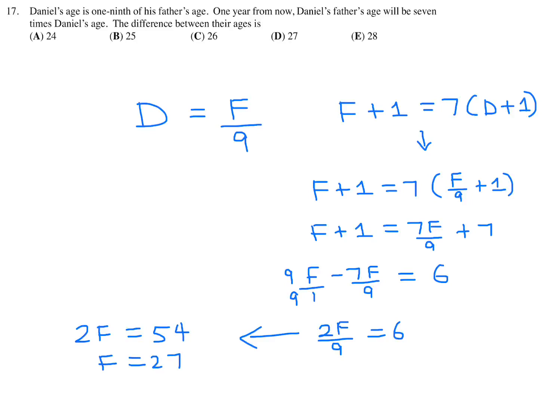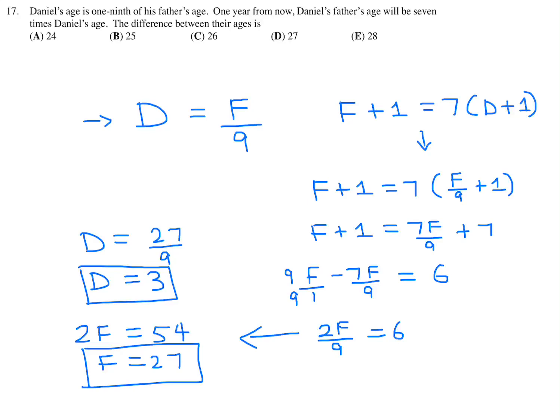And we can substitute f equals 27 back into there, and we get d is equal to 27 over 9, so therefore d is equal to 3. So Daniel is 3 years old, his father is 27. And they want the difference in their ages. So the difference would be 27 minus 3, which is 24. And therefore, for number 17, the answer is A.